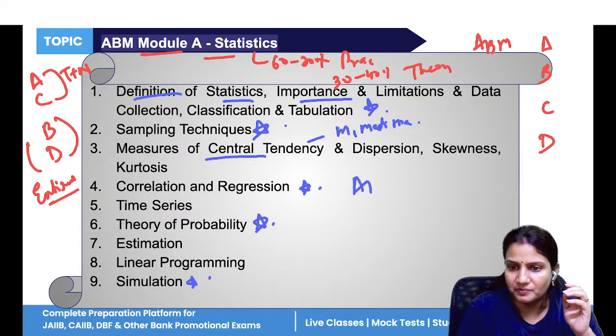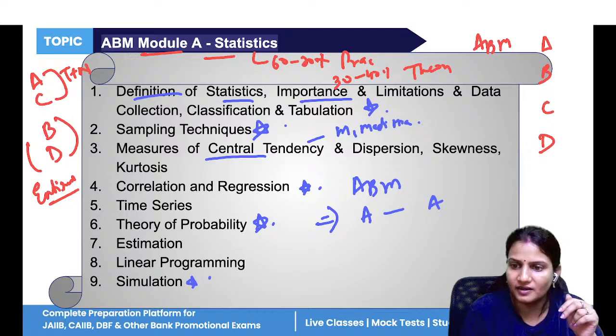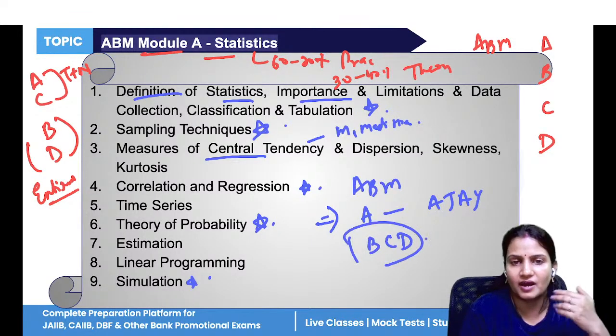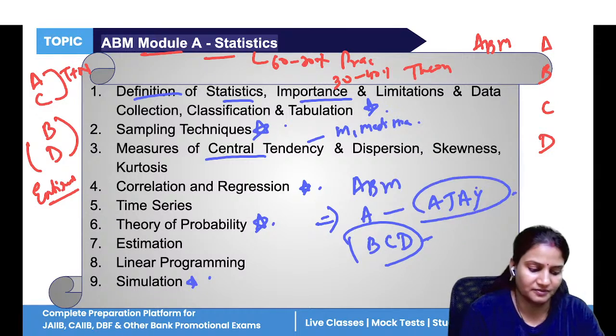In the ABM paper, do remember one thing: module A, Ajay will take in English medium, and the rest of the modules, B, C, and D, I will complete. I will take the rest of the modules, and module A, Ajay will take.